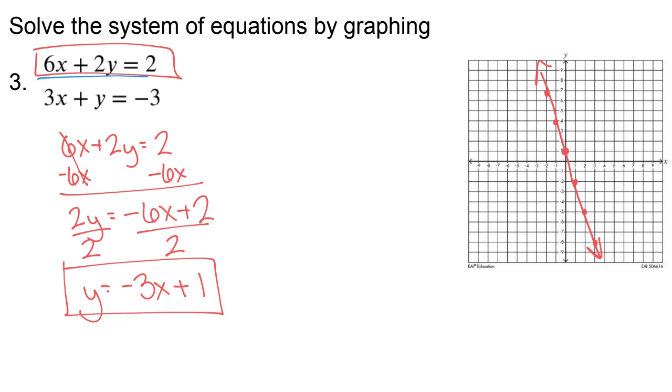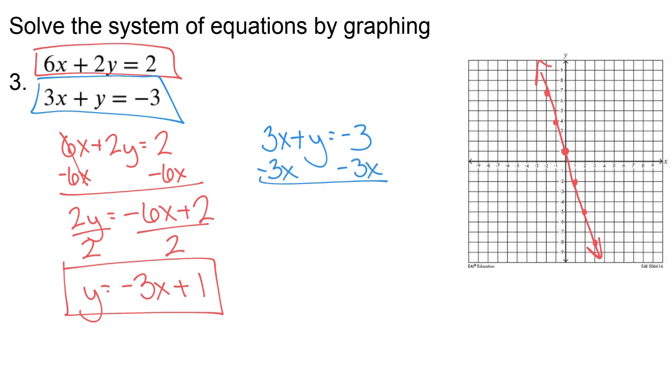Let's do the next one. We're going to rewrite this equation. To get y by itself, we need to minus the 3x over. We're going to have y equals -3x minus 3. And then we're going to go graph it, starting here at my y-intercept at -3. Interesting, this guy also has a slope of -3.